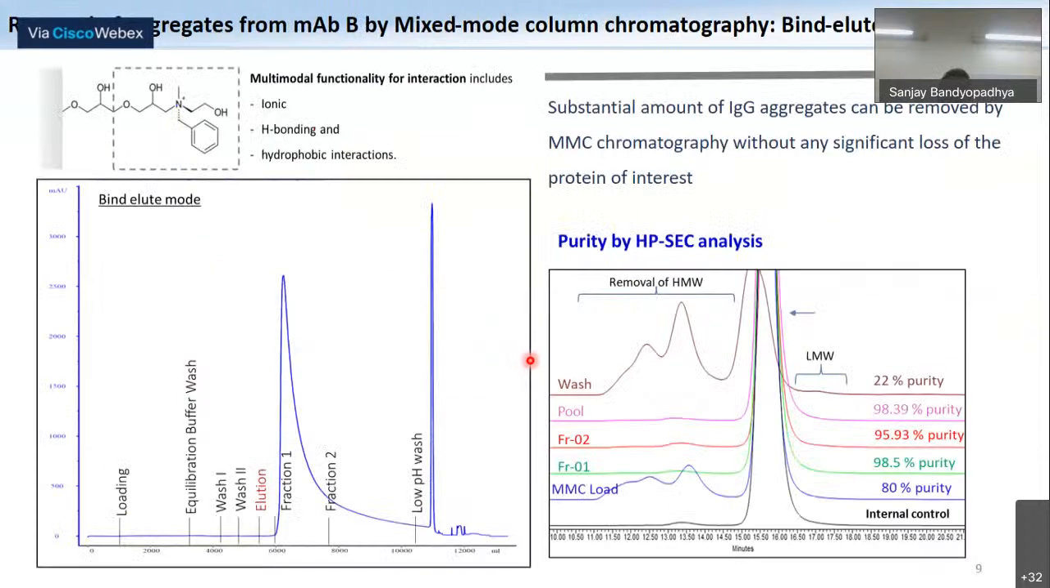So you have to now, in the purification, design a next column step for the removal of this excess amount of aggregates. Here, one example we show with MAP-B, where we used a mixed mode column chromatography in the bind-elute mode, and the ligand of the chromatography system has a benzyl ring with the quaternary ammonia group. Why is it mixed mode? Because you have a positively charged as well as a hydrophobic ring.